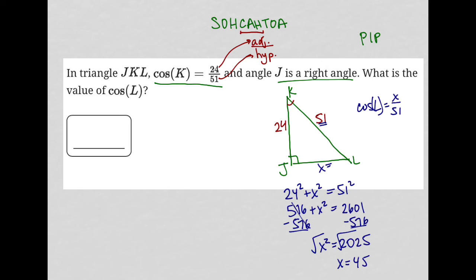So that means this side here is 45. And that means this ratio is actually 45 over 51. Can I reduce that? I'm pretty sure I can, right? So let's see. 3 goes into 45 15 times, and 3 goes into 51 17 times. So my answer here would actually be 15 over 17.